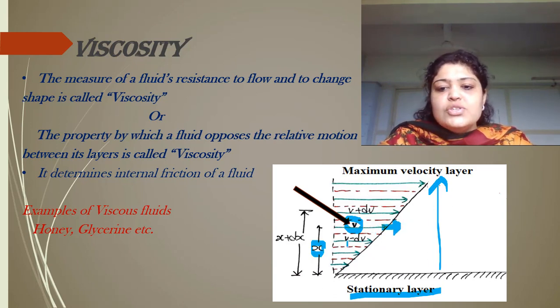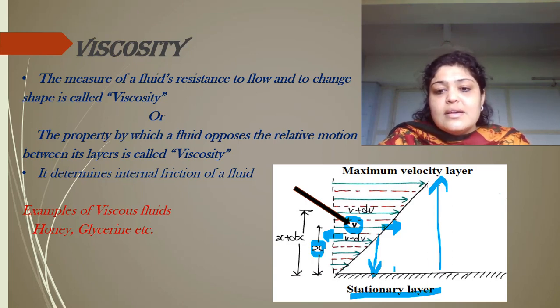The layer which is just below it will try to drag it in the opposite direction, thereby creating a friction. This friction creates a force which is known as a viscous force. The closer you go towards the stationary layer, the viscous force will increase, and that is the reason you see that velocity is less. The further away you go from the stationary layer, the friction force will decrease and velocity will increase.